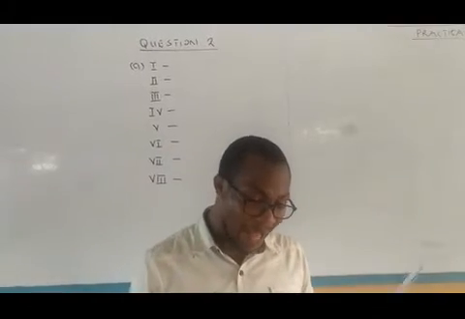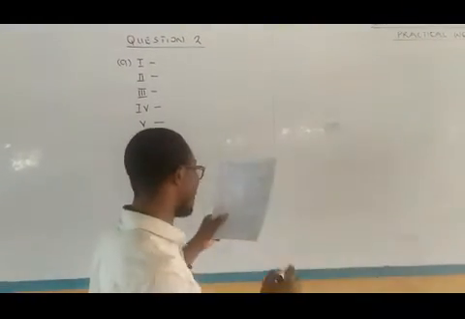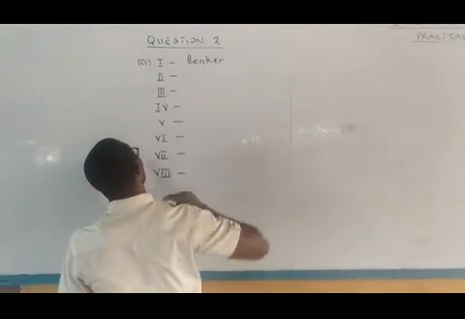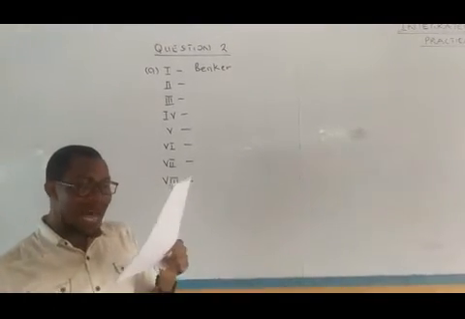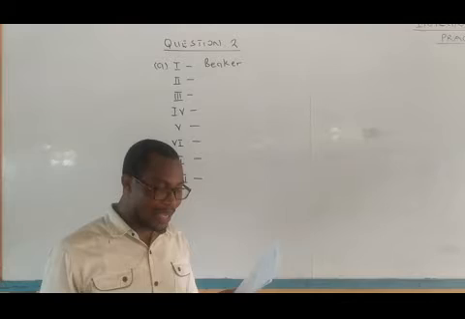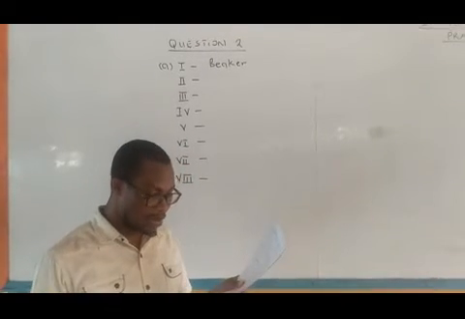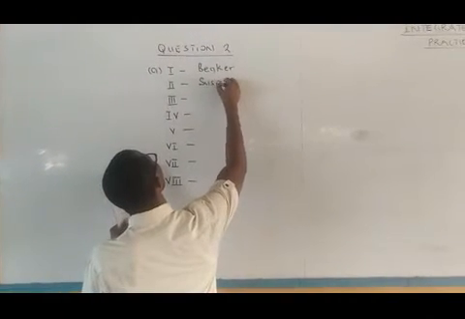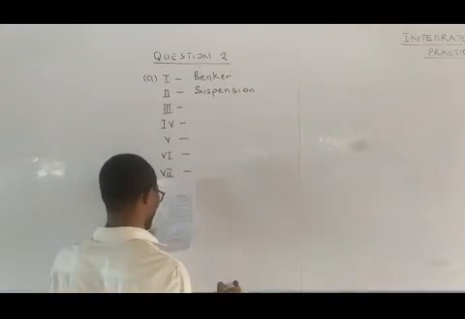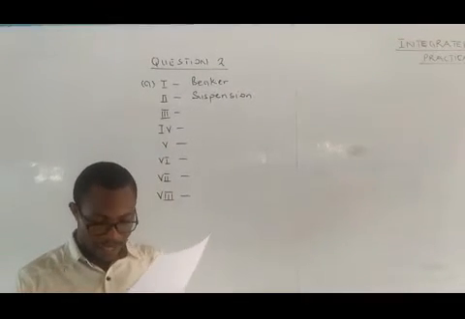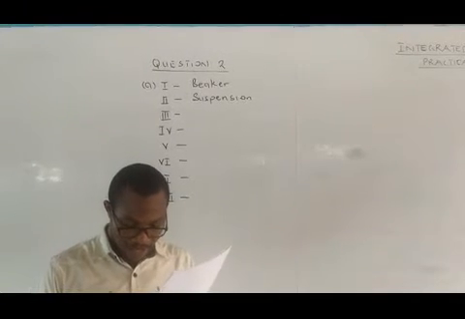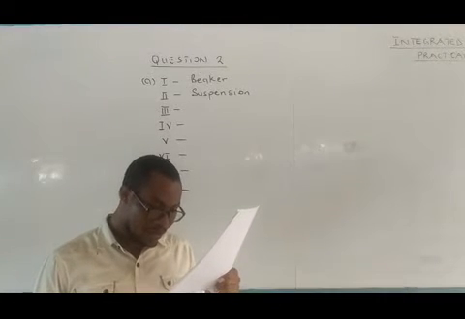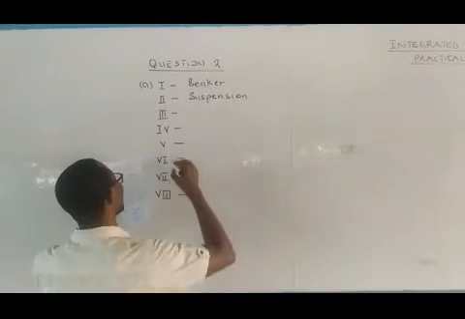So from the diagram, the I is pointing to the beaker. So the beaker that is containing the mixture. So I is beaker. The II is pointing to what is inside the beaker. So that is the suspension. So that's the mixture, or you can say suspension. And then your III, that's the third labeled part, is pointing to the funnel.